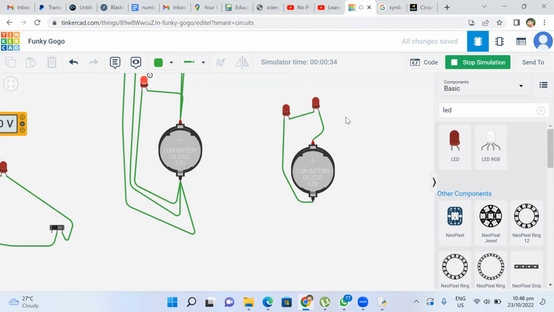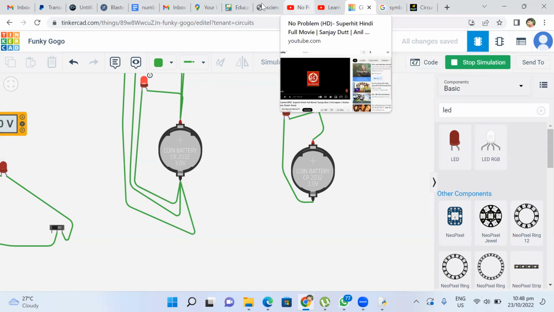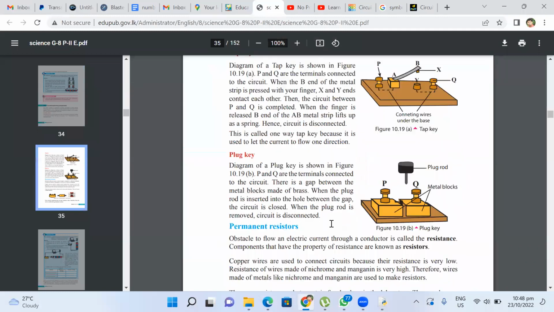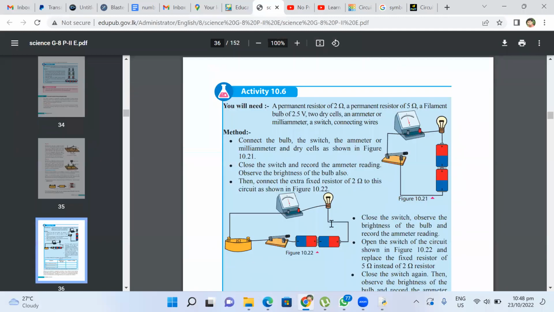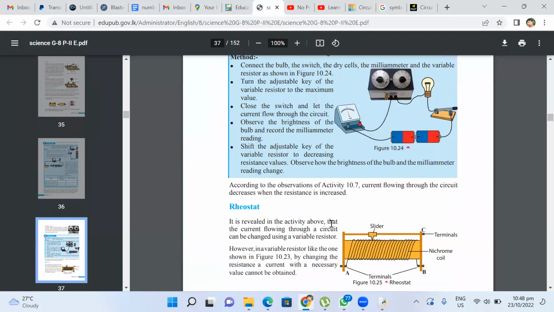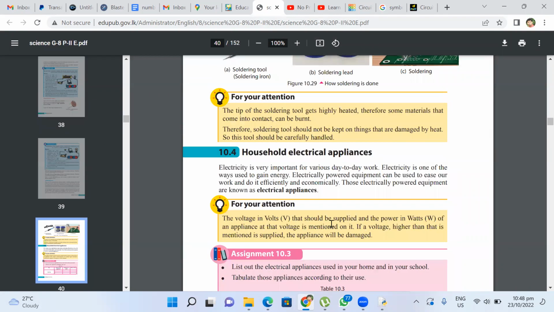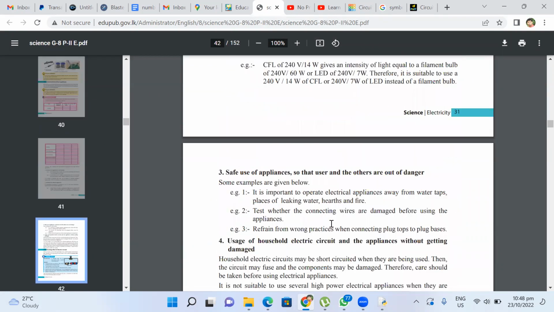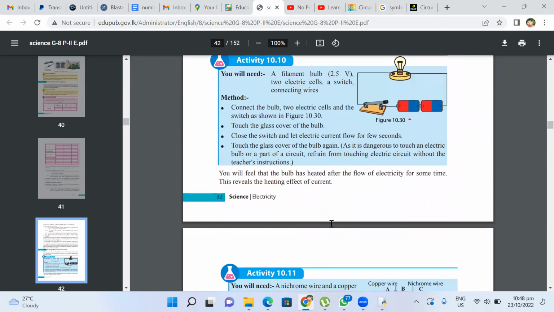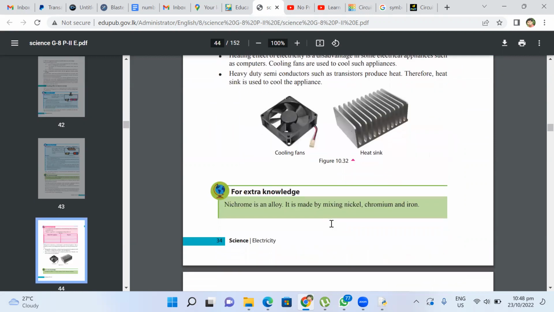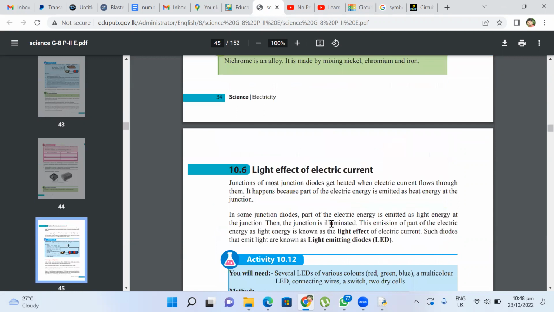So that will happen in the serial connection. You need to know battery serial, battery parallel, then bulb serial, bulb parallel connections before we start the lesson. Then the next topic is keys and resistors. So let's discuss that part next day. Keys, resistors, special resistors, the tools that you can use for soldering and all, normal AC power and DC power, and some other components.